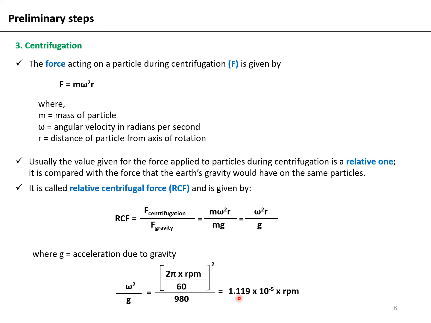So if you want to find out the relative centrifugal force acting on any particle, it is now independent of the mass of the particle. Why? Because the mass of the particle has been cancelled out by the force of gravity exerted on it, and it simply depends on the RPM. So now the mass of the particle has no role to play in determining the relative centrifugal force that is acting on your particles. It is dependent solely on the rotations per minute, or the RPM.